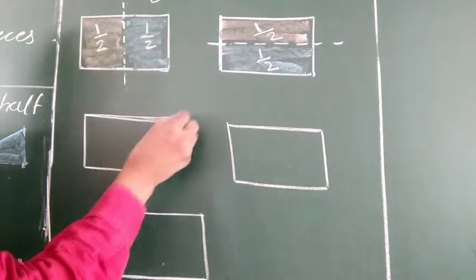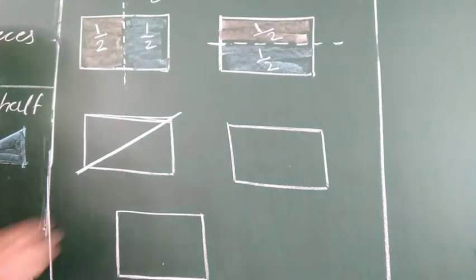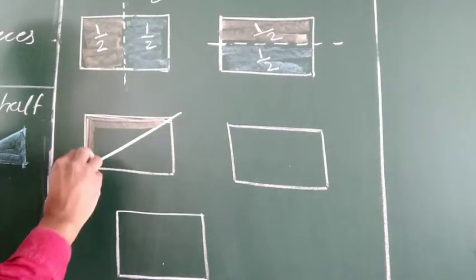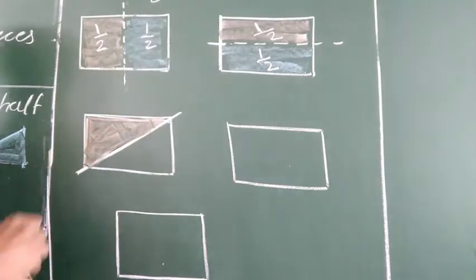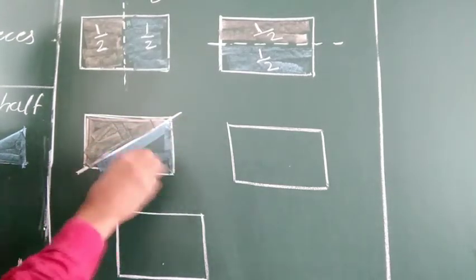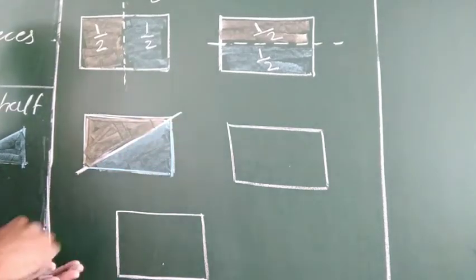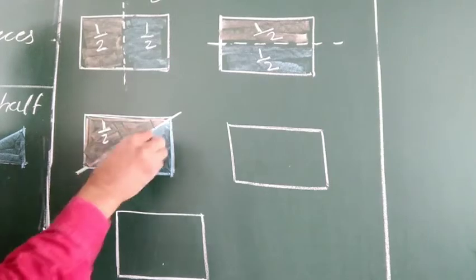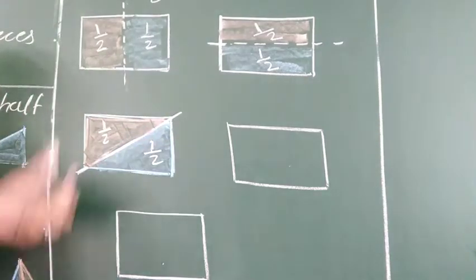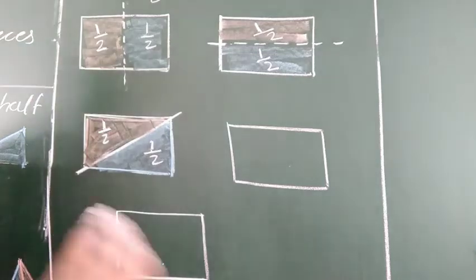So like this, the third way, see, you can divide this rectangle sheet like this, and when you make it, see, this one is half, and this one is half. This one is another half. So see, it is half, it is half. So this is one more way to divide this rectangle into half parts. Now any other way?